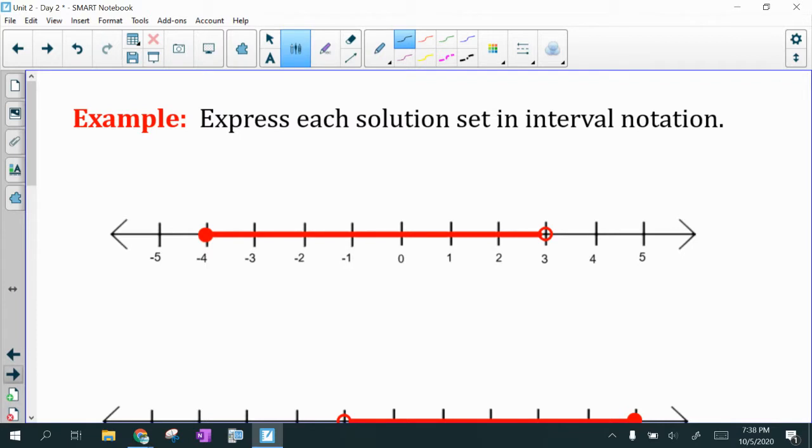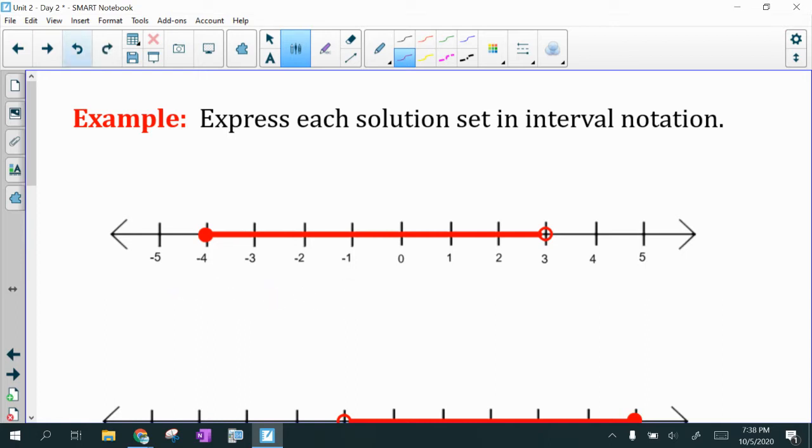So let's take a look at what I've got here. You're asked to express each solution set in interval notation. I know that most of you would probably write this and say -4 is less than or equal to x is less than 3. And that's correct, but I'm going to try and wean you off of this. We're going to use what's called interval notation.